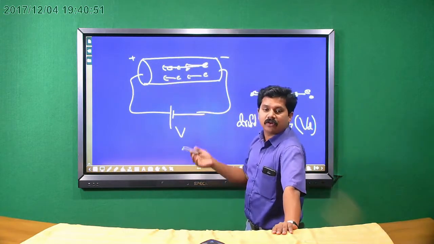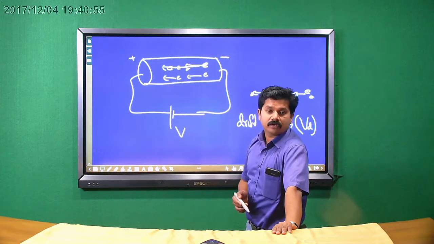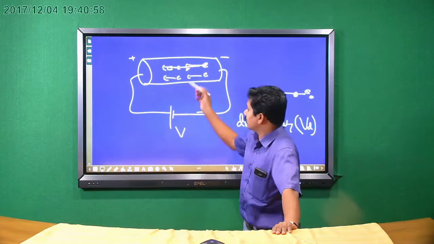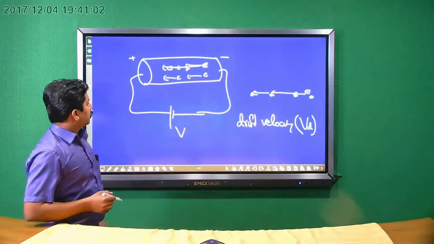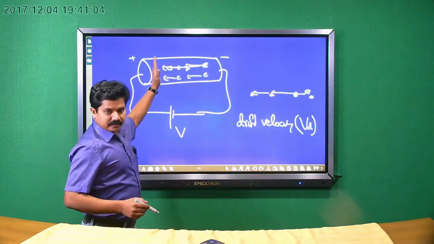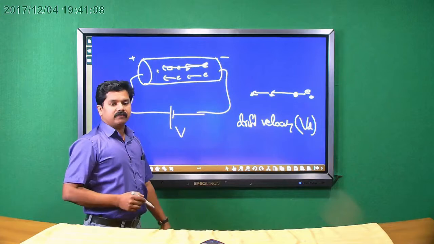But the random motion will not result in electric current, because the electrons are moving here and there. There is no net crossing of electrons, or net flow. Unidirectional flow will not be there. Here, these electrons are moving in a single direction, so that will result in electric current. And that velocity is called drift velocity.